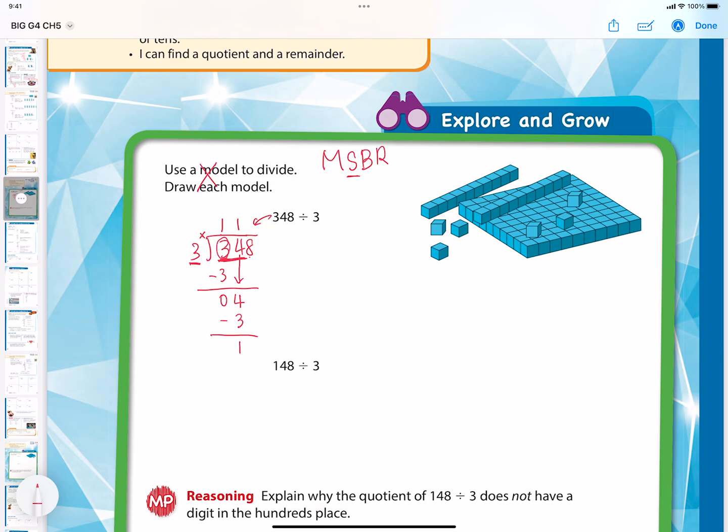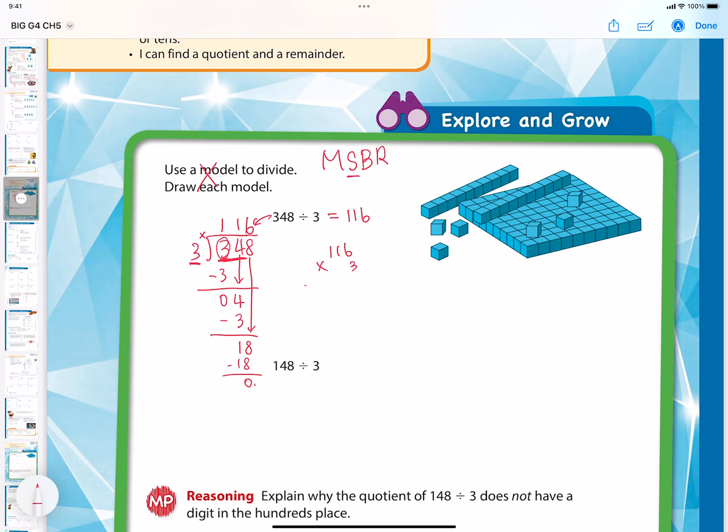And the next step is what? Bring it down. Bring the last digit. And it becomes what? 18. All right? So now 3 times what makes 18? Yes, 6. 3 times 6 is 18. Subtract, nothing left over. So the answer is what? 116.